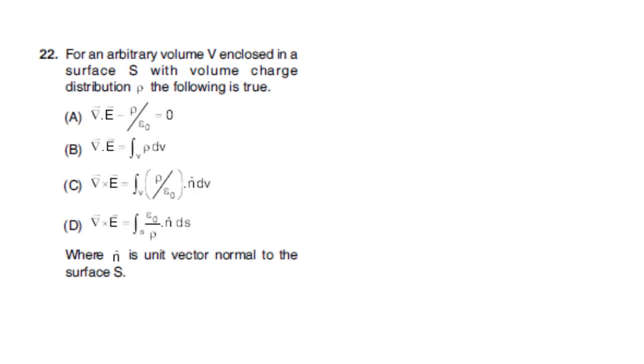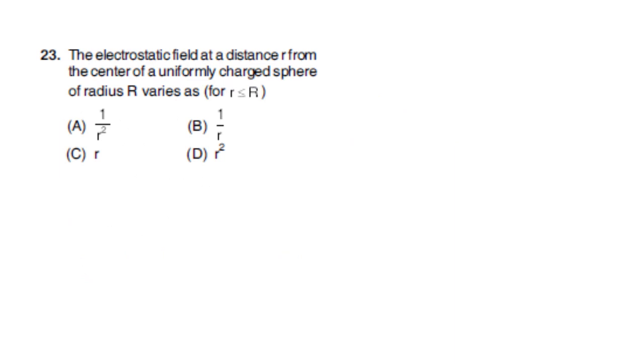For an arbitrary volume V enclosed in a surface S with volume charge distribution rho, the following is true. You know that del dot E is equal to rho upon epsilon naught. Therefore del dot E minus rho upon epsilon naught is equal to 0. Option A is correct.